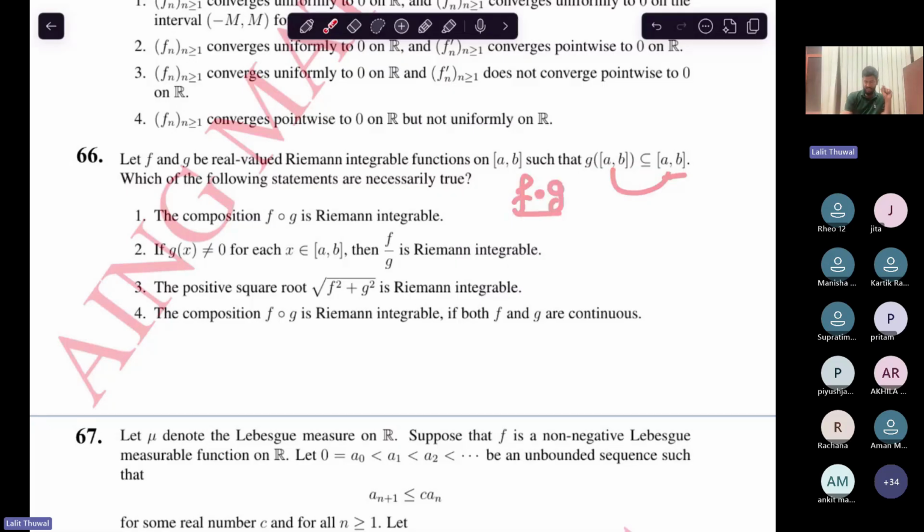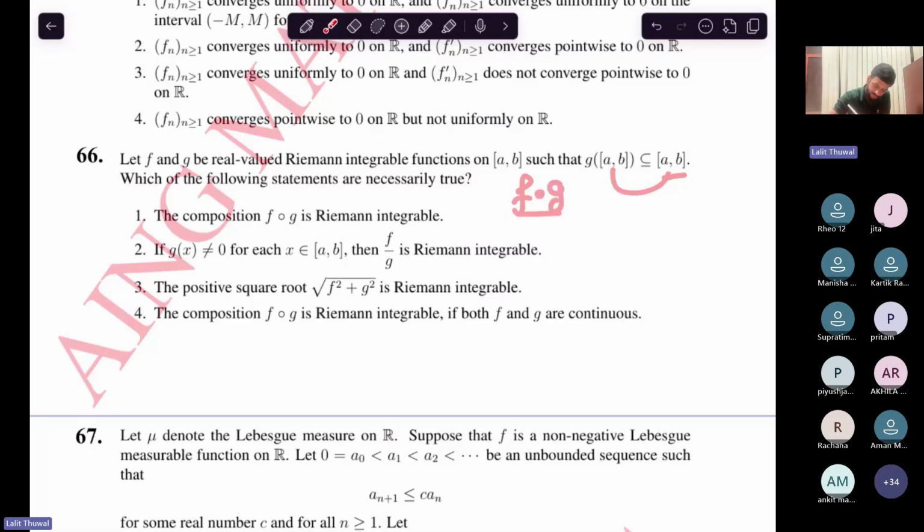A function f, a bounded function on a closed interval, is Riemann integrable if and only if the set of discontinuities of f has zero measure. Okay, so keep that in mind. If you know that, you will be able to solve.